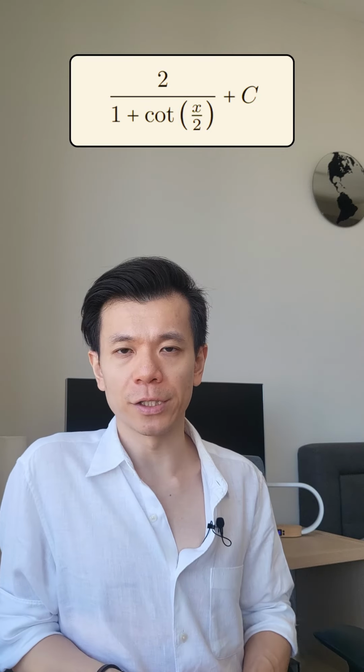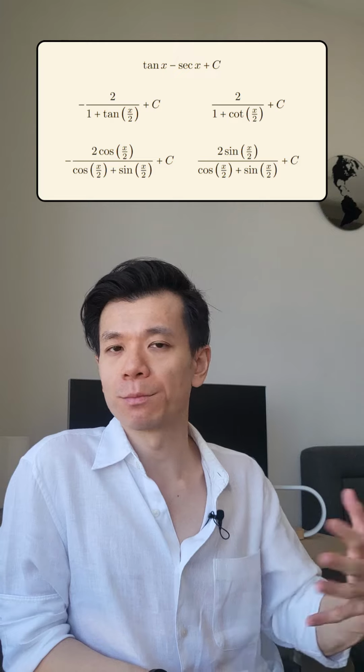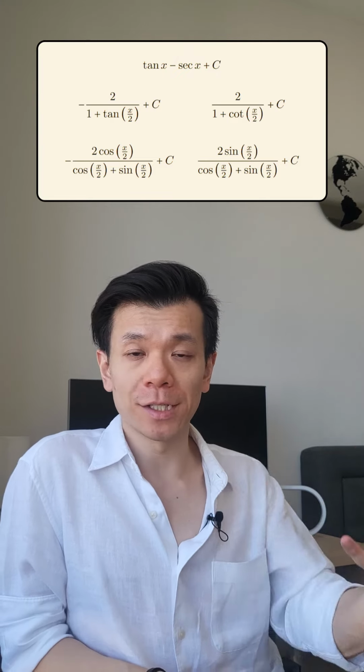In fact, if all goes well, you should actually get this from the Weierstrass substitution, negative 2 over 1 plus tangent of x over 2 plus C, which is equivalent to this expression in terms of cotangent, and both of those are equivalent to these expressions in terms of sine and cosine. And it's also not too difficult to show that all 5 of these trig expressions are equivalent to each other using basic trig identities. So I'll leave that as an exercise for y'all.